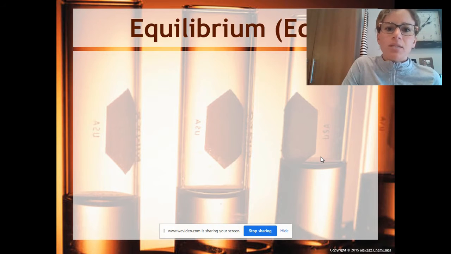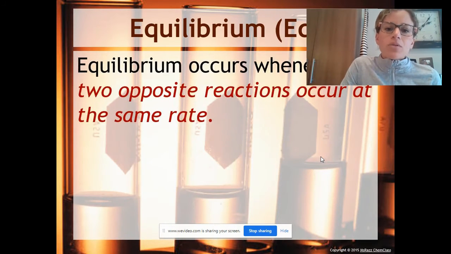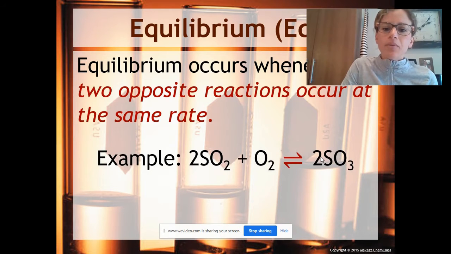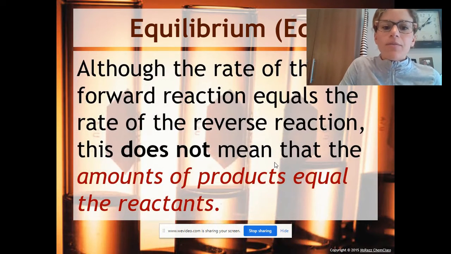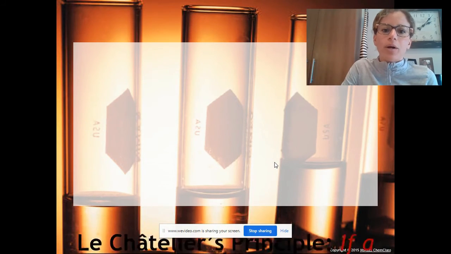So what is Le Chatelier's principle? Let's just recall what equilibrium is. Equilibrium occurs whenever 2 opposing reactions occur at the exact same rate. So for example, SO2, when it's combined with oxygen gas, makes sulfur trioxide, and it happens at the same rate as the reverse reaction, SO3 breaking apart into SO2 and O2. Although the rate of the forward reaction equals the rate of the reverse reaction, it doesn't mean that the amounts of the products equal the amounts of the reactants, as we went over before.